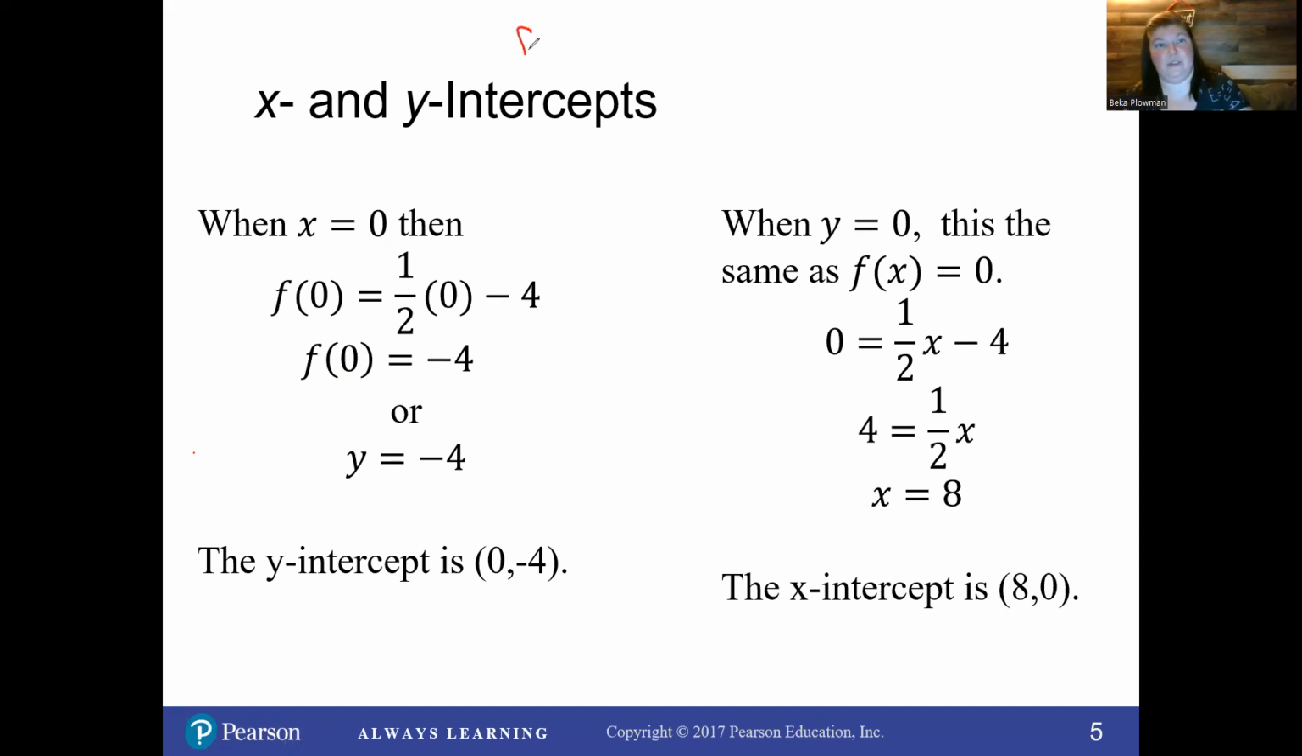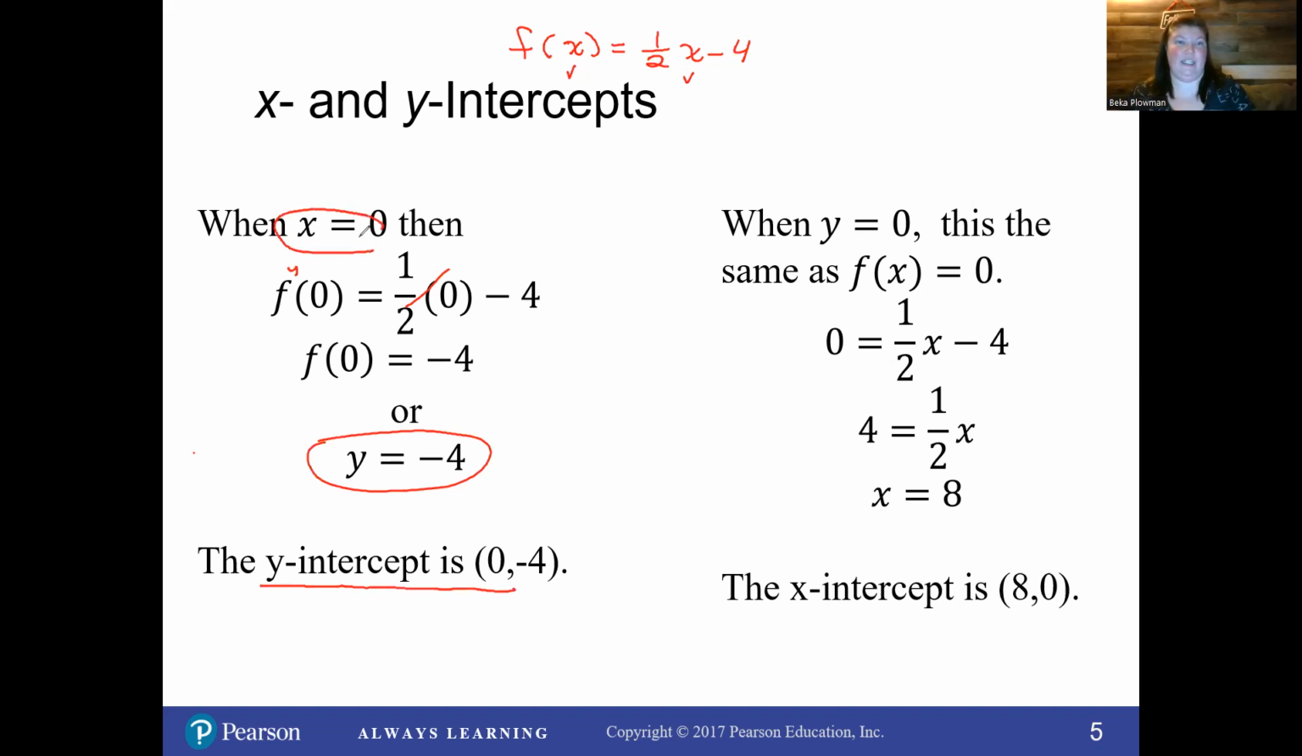If you remember, our original function was f(x) equals 1/2 of x minus 4. Here, when x is equal to 0, remember, we're just replacing all our x's with 0, using that function notation. This part is basically your y. If we do that, this is going to cancel out, and f(0) is just -4, which we know f(0) is just y. So you're going to get your y-intercept. Like I said, x equals 0, y-intercept.